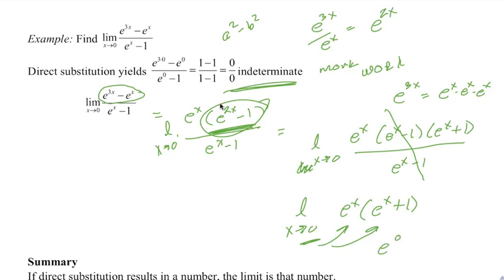So you get e to the 0, times e to the 0 plus 1. Now don't go fast here. Don't forget, anything to the 0 power is actually 1. So the answer here is 1 times (1 plus 1), also known as 1 times 2, or just 2. So that's the answer to that one. And those are examples of how to do indeterminate forms.